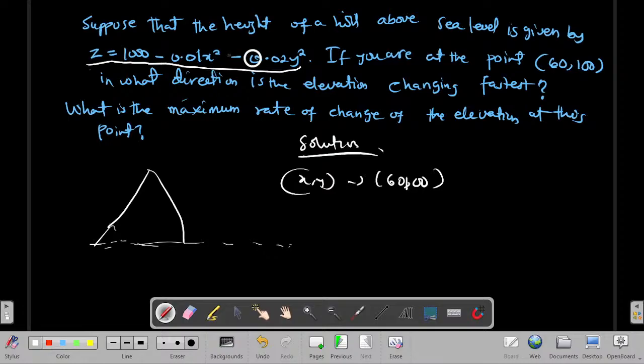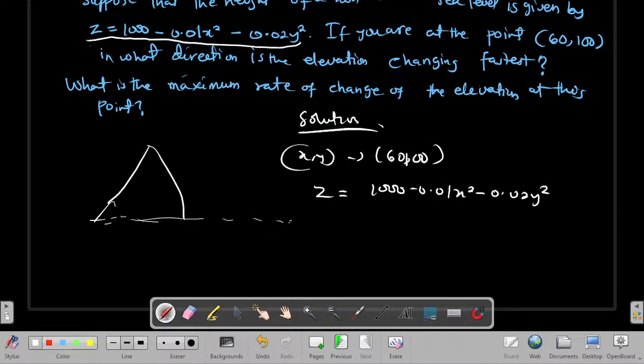So here you see the height has been modeled as a function of x and y. So you need to differentiate this, and at the point, which is at the gradient function, you then apply the necessary condition. The first thing to do is extract our function, 1000 minus 0.01x squared minus 0.02y squared. Then we find our gradient function.